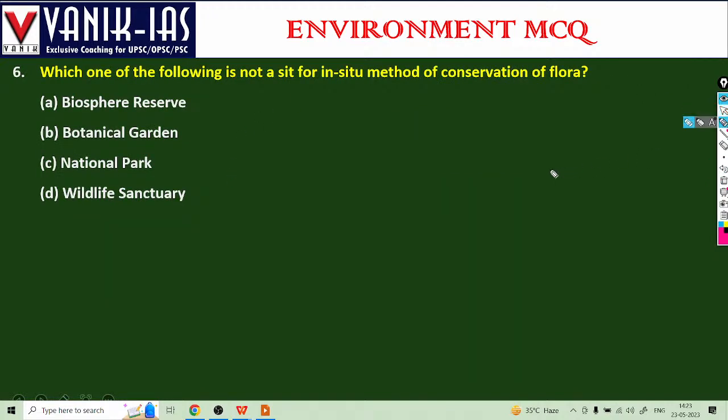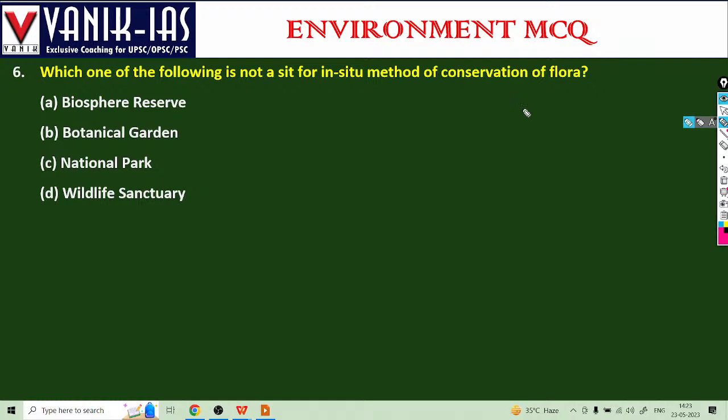Which one of the following is not a seat for in situ method of conservation of flora? Biosphere reserve, botanical garden, national park, wildlife sanctuary. Which of the following is not a seat for in situ method of conservation of flora? It is biosphere reserve or botanical garden or national park.